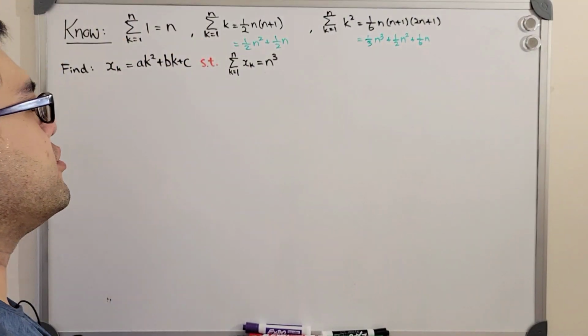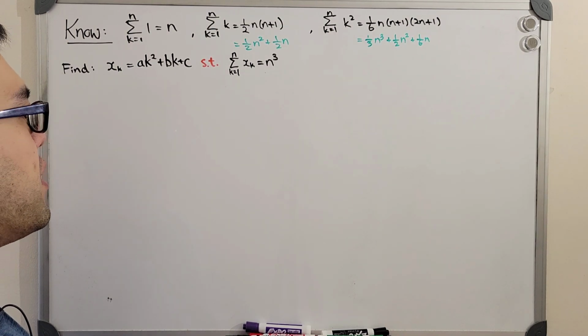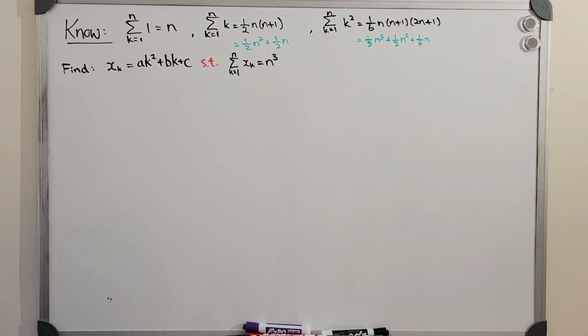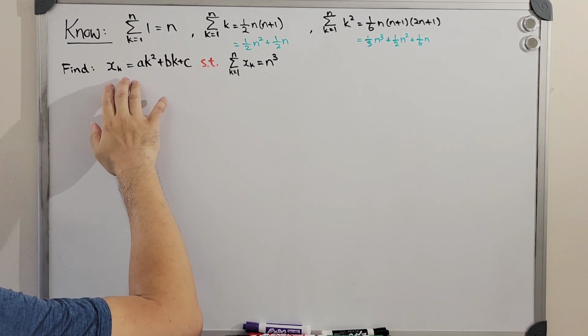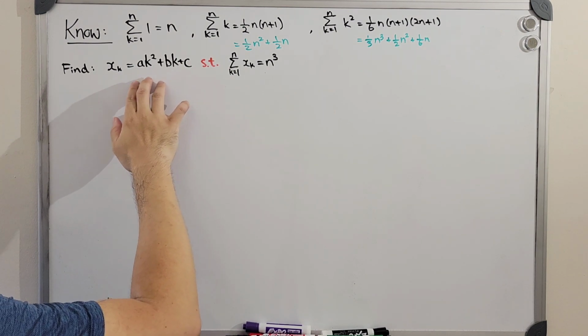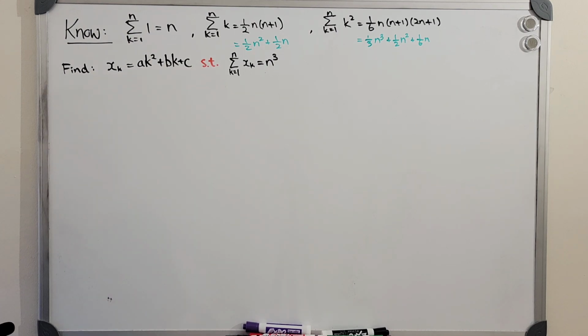Today we're going to solve a combinatorics problem, finding the x sub k, where x sub k will have the form a times k squared plus b times k plus c, such that when we add up the first n terms of the sequence of x, the sum is equal to n to the third power. And in fact, we're going to see it in two different methods.